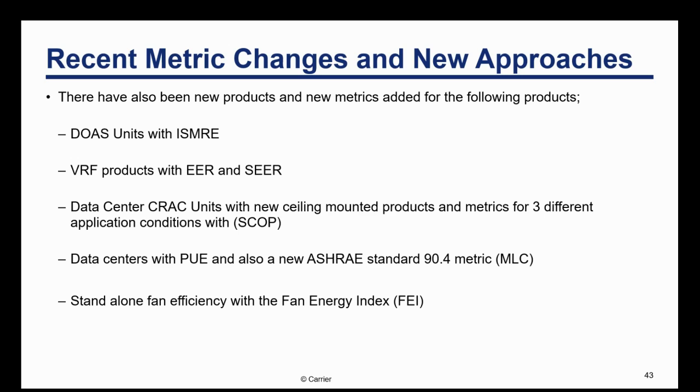It has a metric called MLC, which looks at the overall system efficiency of the data center cooling units. PUE was basically the ratio of the total energy to the IT energy, so if you got a PUE of 1, that means you had no mechanical cooling. And then we have a new fan efficiency metric, the FEI, that you want to look at. Next slide, please.